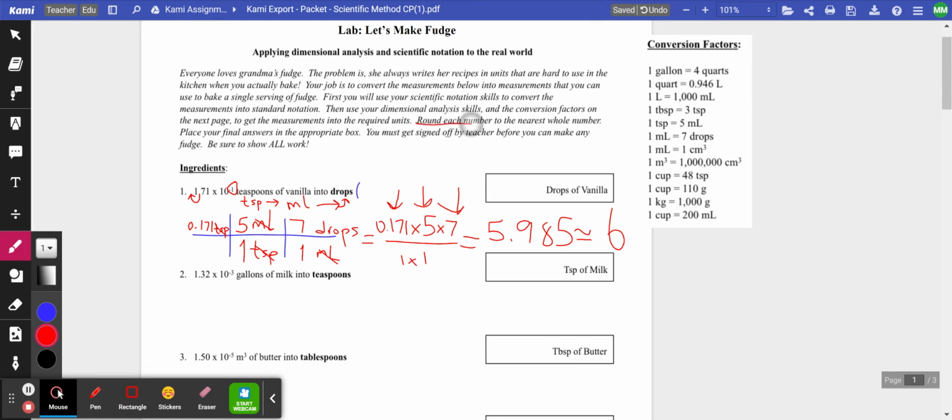It also says round each number to the nearest whole number, but even though it is not said, you should understand from the sig fig. Between the numbers, there's only one sig fig. This is the least number of sig fig, and I have to have it in my answer too. Okay, so let's do number 2. 1.32 times 10 to the negative 3 gallons of milk into teaspoons. Now, I'm gonna move the decimal 3 steps back.